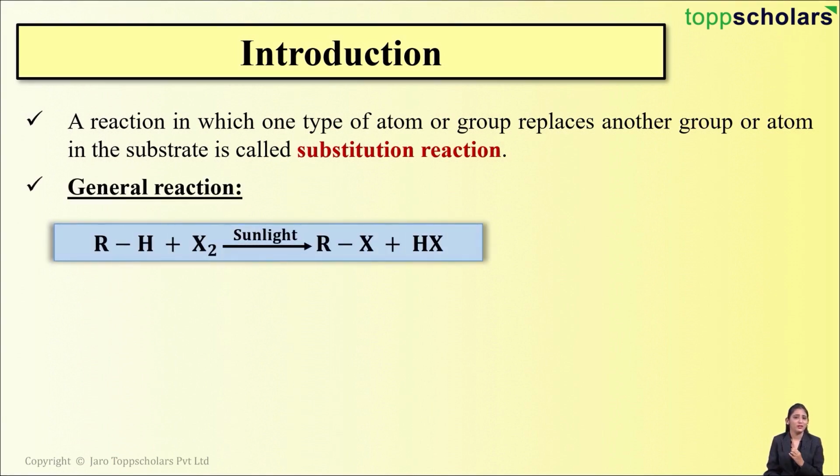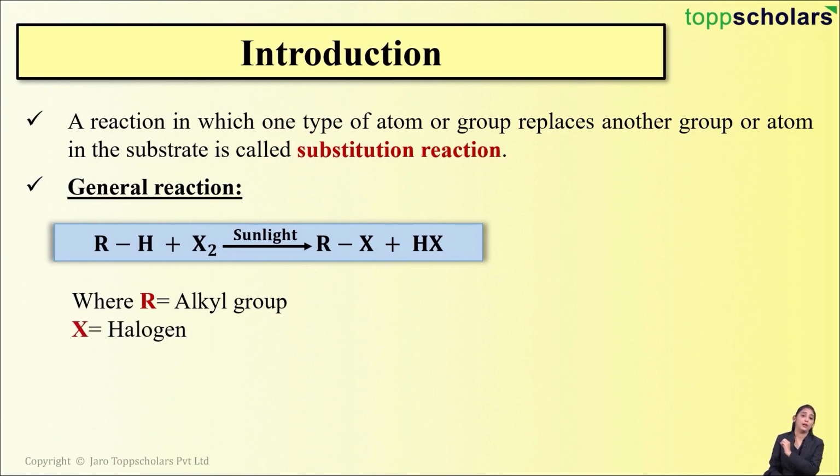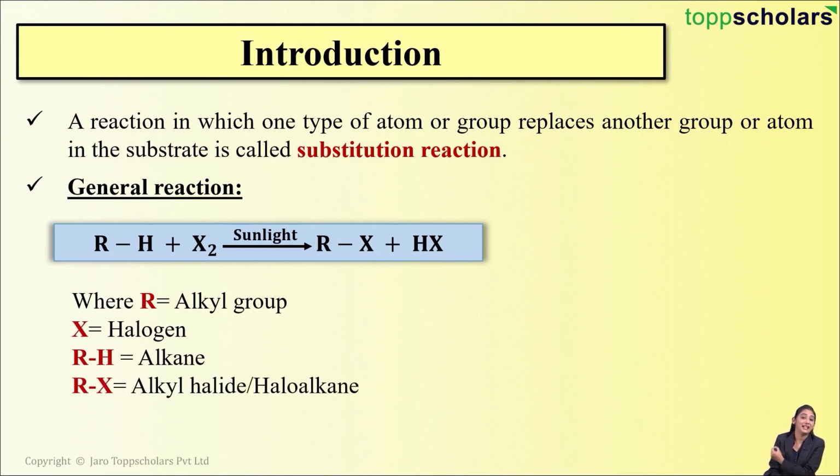Now, in this reaction, R stands for alkyl group, whereas X stands for halogen. On the reactant side, you can see we have R single bond H, which is nothing but alkane. Alkanes react with halogens in the presence of sunlight, resulting in the formation of R single bond X. R single bond X is nothing but alkyl halide, which is also known as haloalkane. Along with this, we have HX formed. What is HX? HX is simply hydrogen halide.